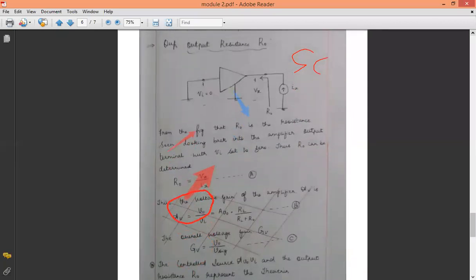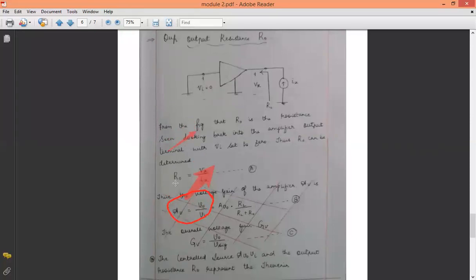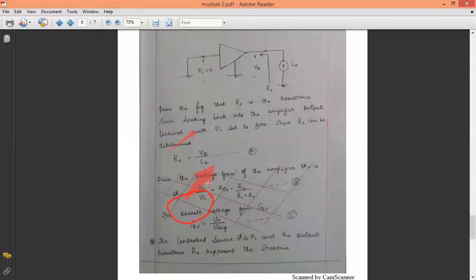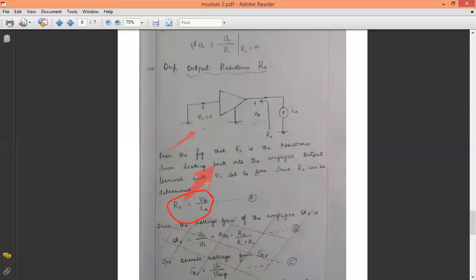I repeat for you once again. The third parameter is the output resistance R naught. How to find the output resistance R naught? Short circuit this input. Then connect Vx. Then there will be flow of current Ix due to this Vx. View the circuitry standing here at the output, so that we indicate it as R naught, which is equal to Vx by Ix. This is the third parameter.